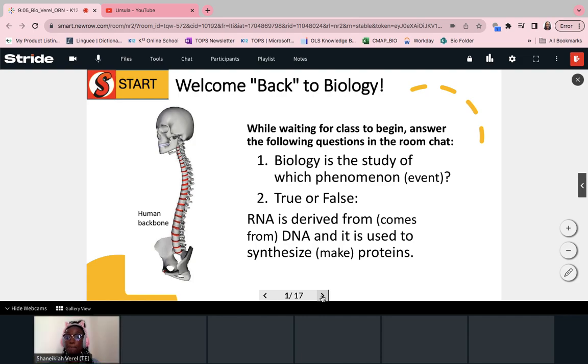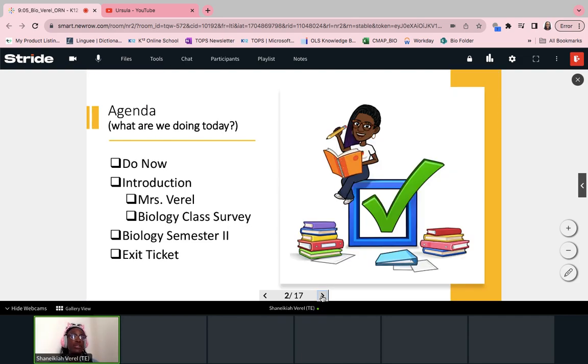Let's check out the agenda so we see what we're going to do with our 30 minutes together this morning. For the agenda, you've already done your do now. I know you guys call it a start or a rev up, what have you. Then I'm going to introduce myself to you, and I'd also like to do a quick survey to find out a little bit more about you guys. And then I'll discuss with you what we're doing for biology second semester. What are the topics? What are some goals that we have? And then I'll give you an exit ticket.